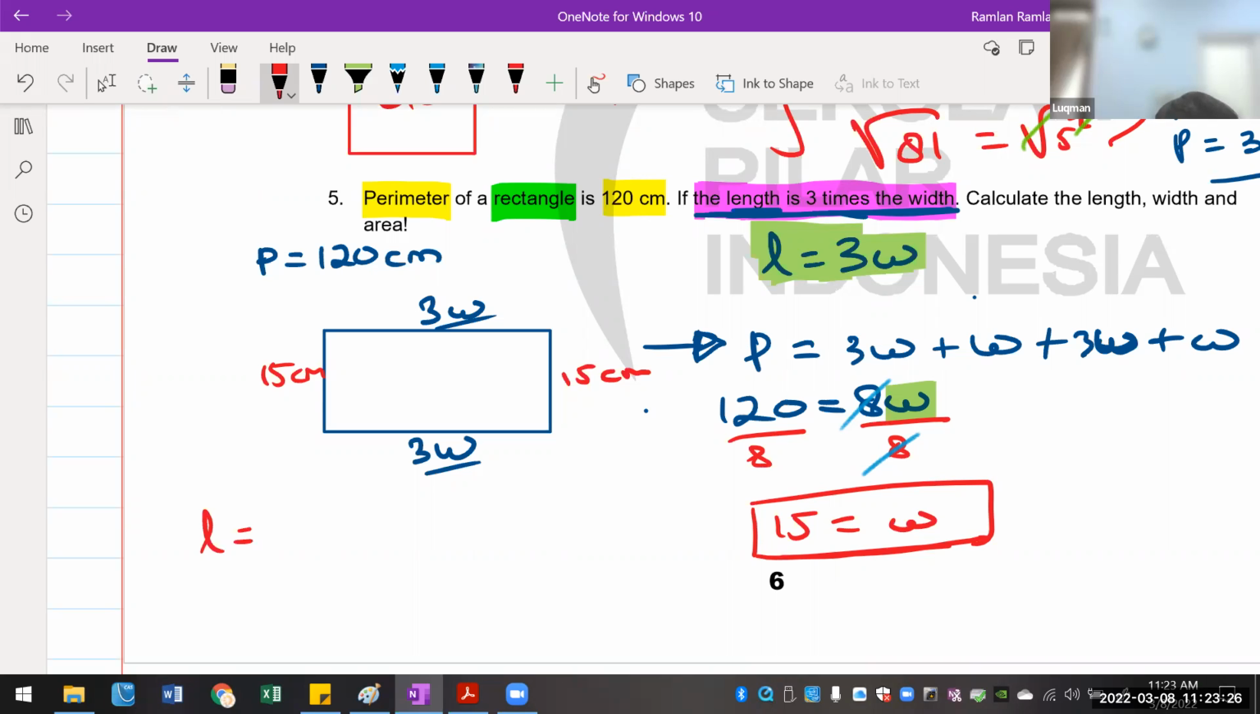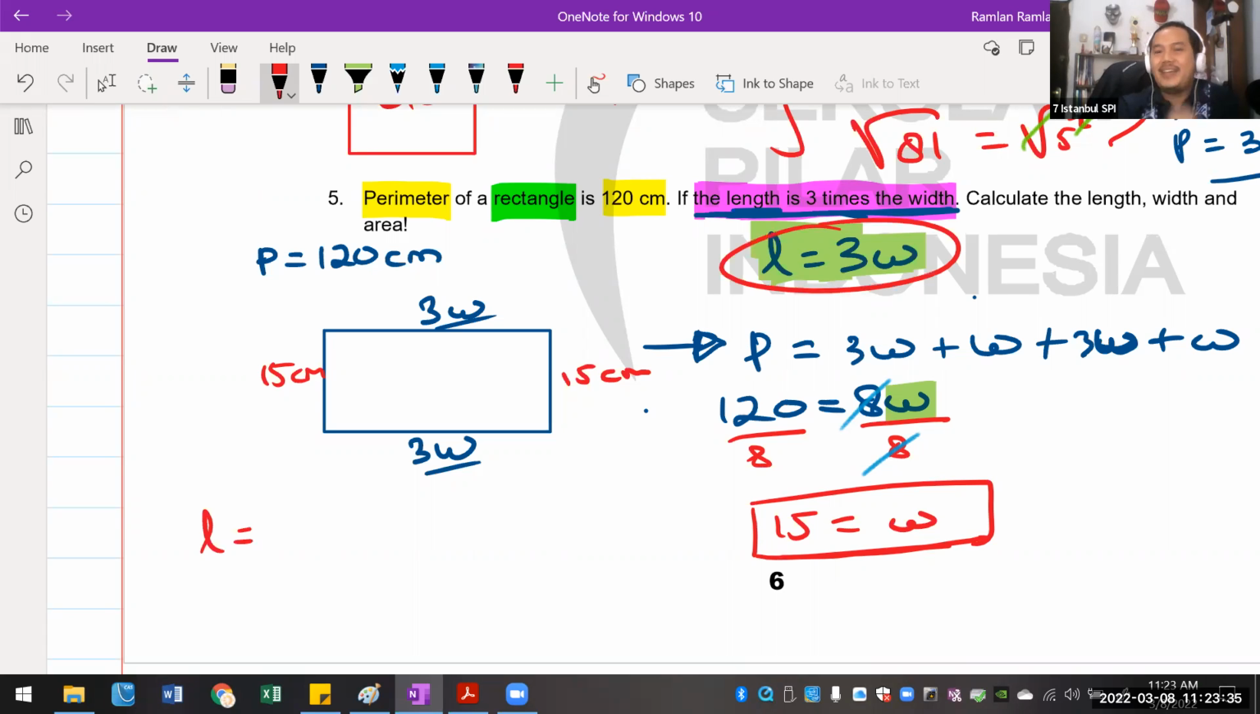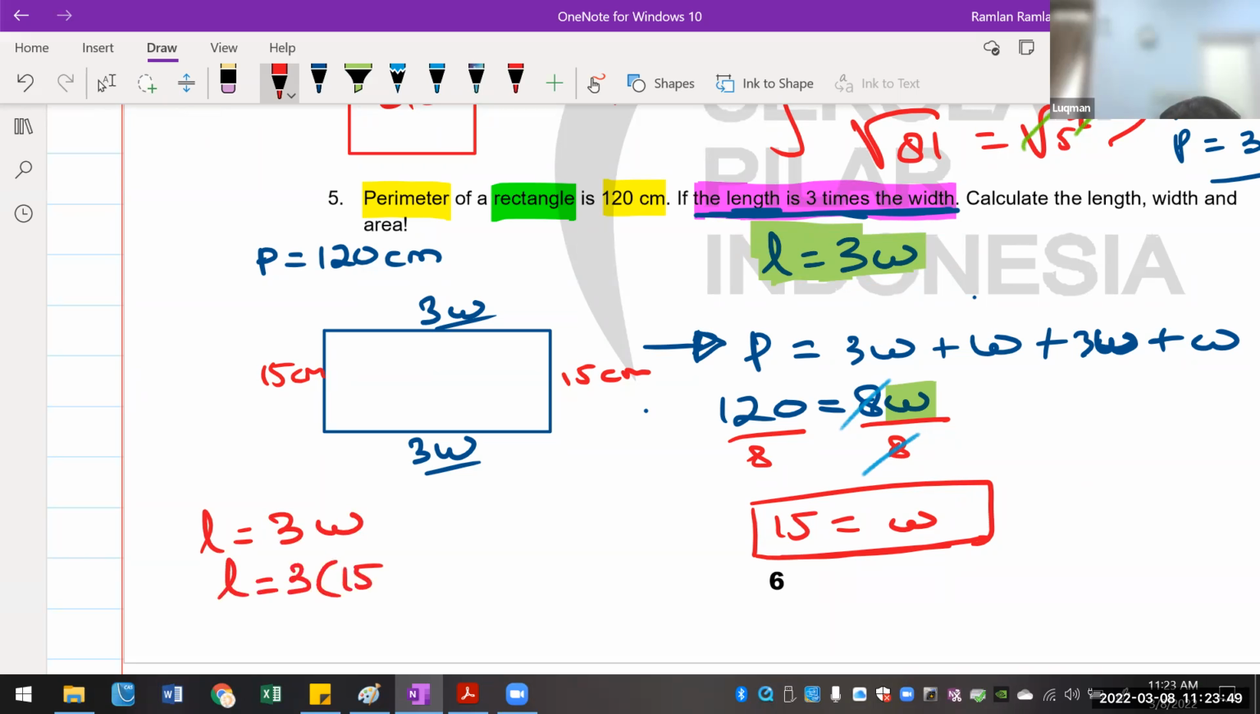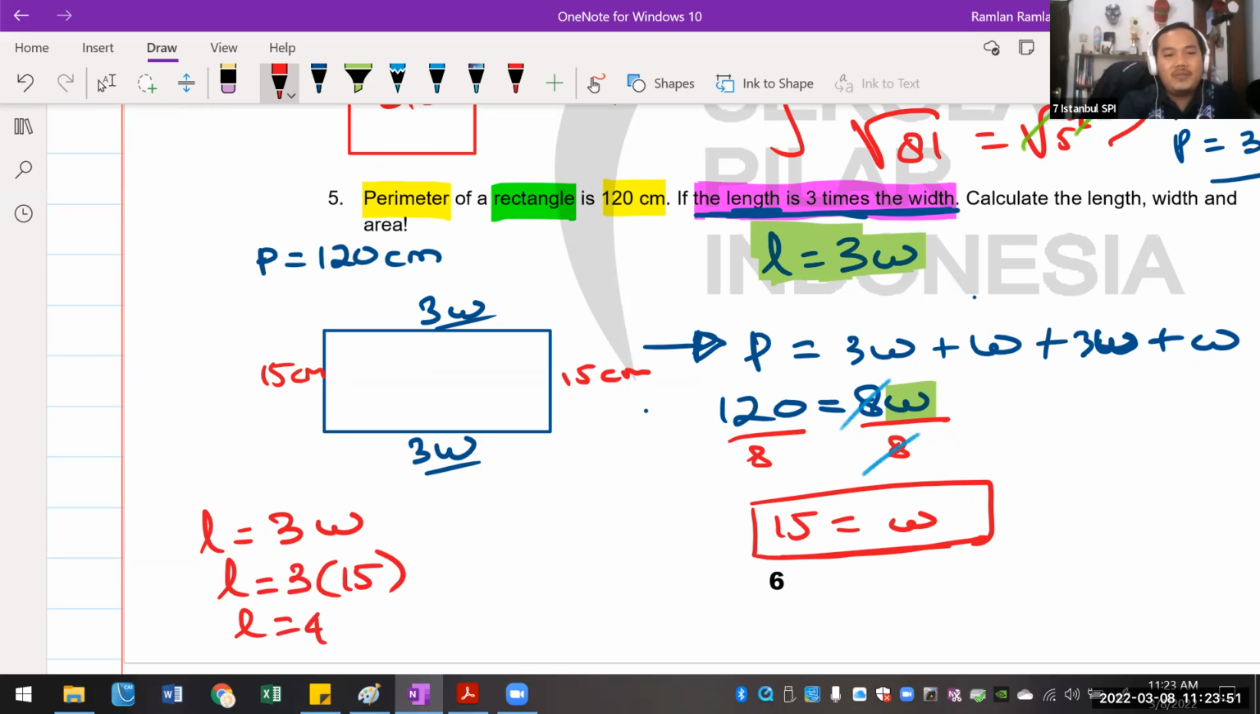Oke, Lukman. L ya. Gimana cara nyari L sekarang? L ya, Pak? Ya. Lengthnya ya? Yes. 15 kali 3. Yeah. 3 times. Betul banget, Lukman. Yes, very good. So we have this equation over here, right? Oh, L equals to 3W. Oh, because we know that the value of W is 15. So we can just like, I'm going to use that information. We're going to write it 3W. And then because we know the W is 15, so that will be 3 times 15. And that will be equals to 45. Okay, so I'm going to change this. So that would be 45, right?